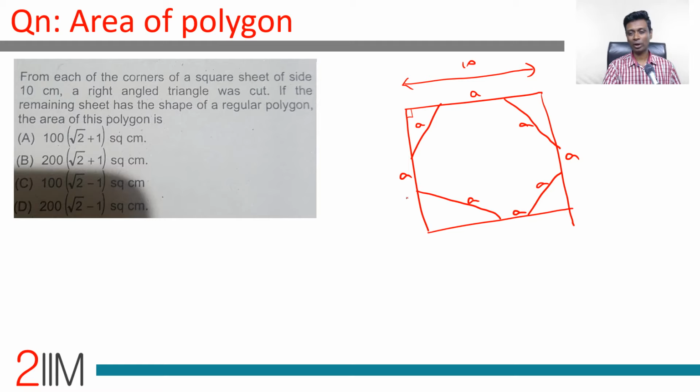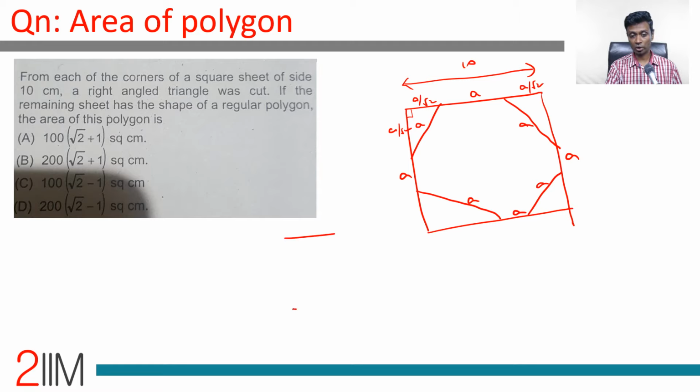It's a regular polygon of 8 sides. It's a regular octagon. And so this is A. This is A by root 2 because this is A, the right angle isosceles triangle. A by root 2, A by root 2. Area of a regular octagon.